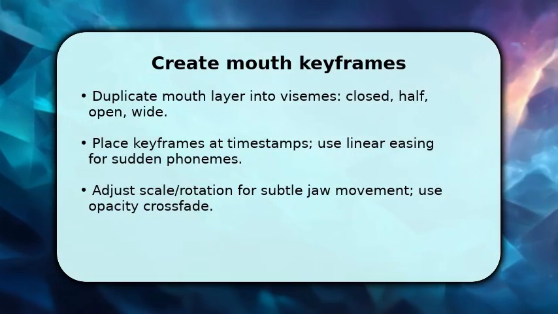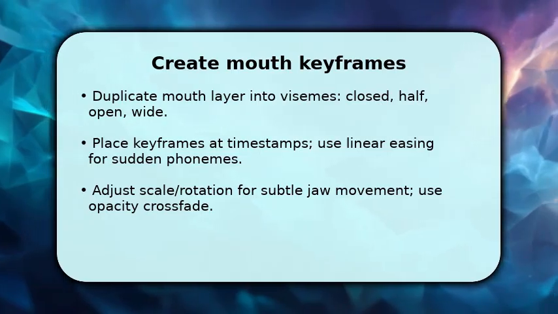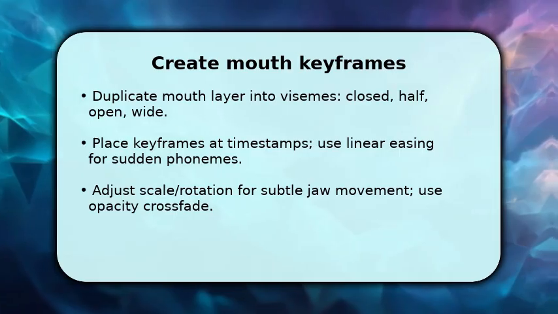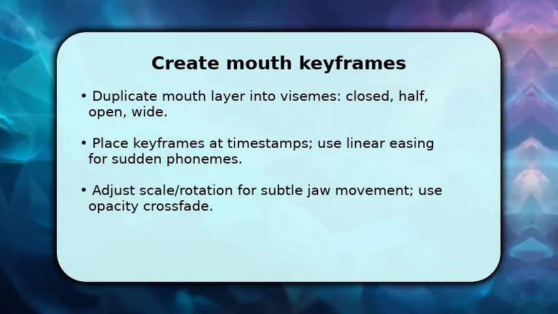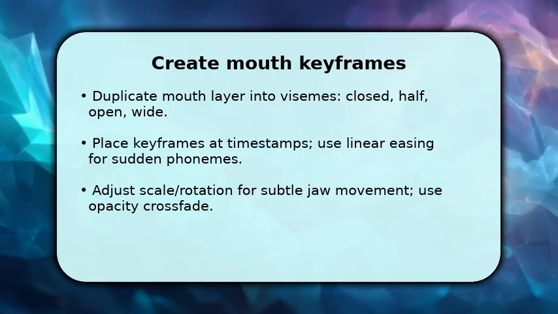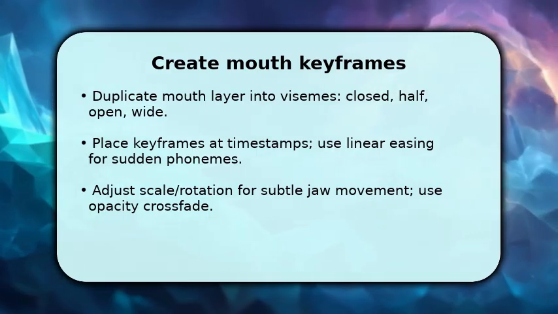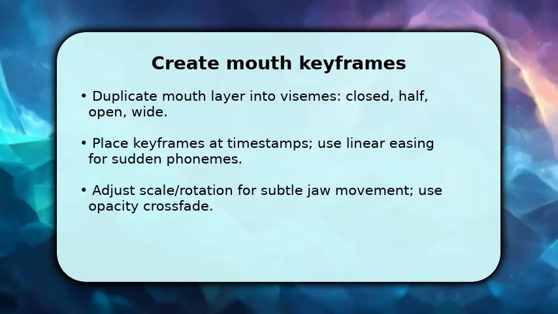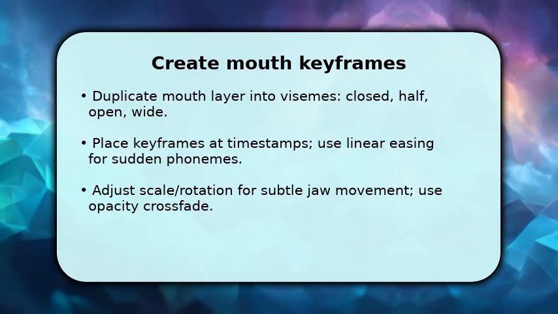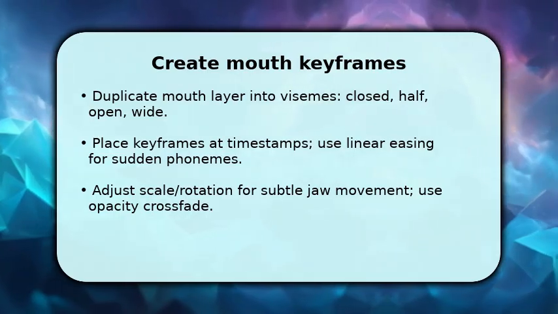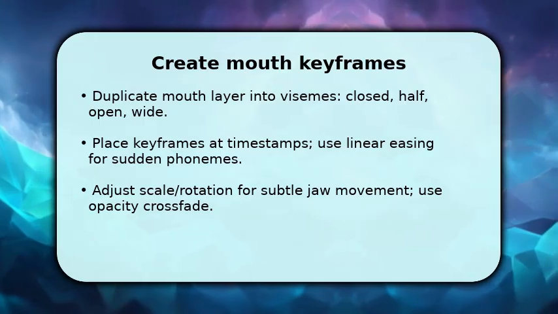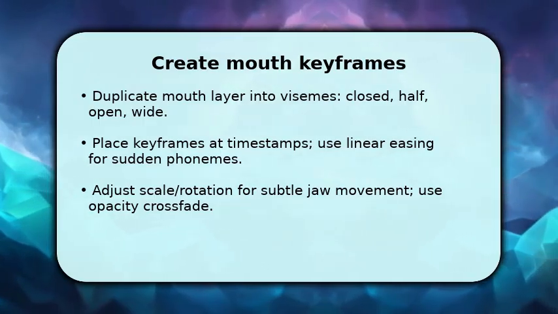Now build mouth shapes. Duplicate the mouth layer into visemes for closed, half, open, and wide shapes so you can switch instantly. Place keyframes at your noted timestamps for each phoneme and use linear easing for quick consonants and slower easing for vowel transitions. This explains why timing feels natural. Once keyframed, add slight scale or rotation to the jaw or chin layers to simulate movement, and crossfade opacity between visemes when sounds overlap to avoid pops.